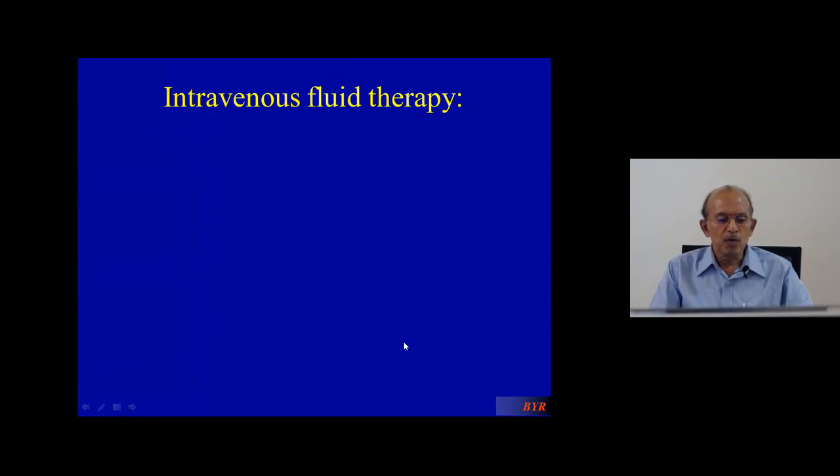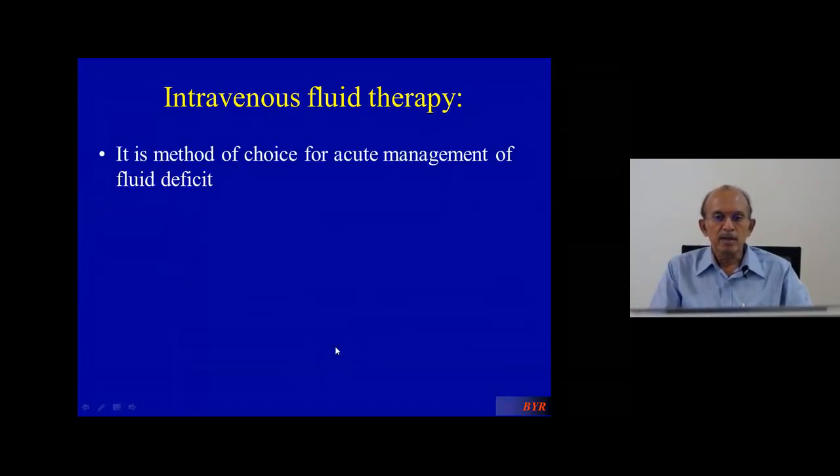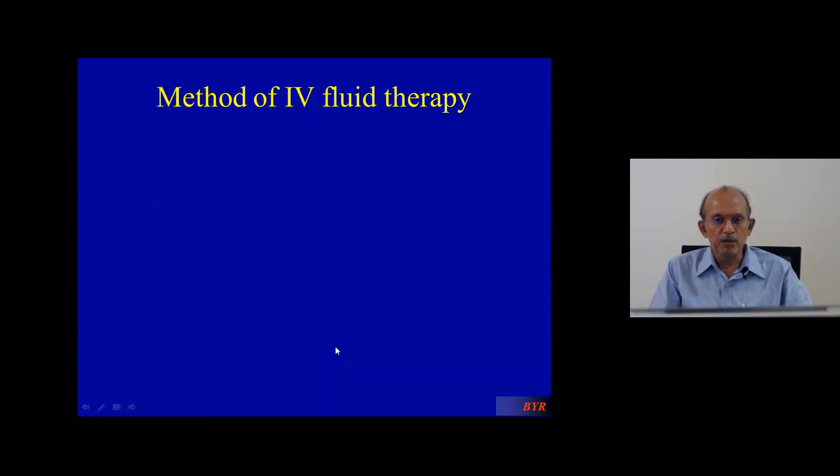So one route of fluid therapy is oral therapy. When the deficit is less than 1500 ml and there is no lesion in the gastrointestinal tract, you can give oral therapy. Oral therapy can be given by just drinking or by passing a tube. The tube can be put into the stomach or into the jejunum. Then IV fluid therapy is the method of choice for acute management of fluid deficit.